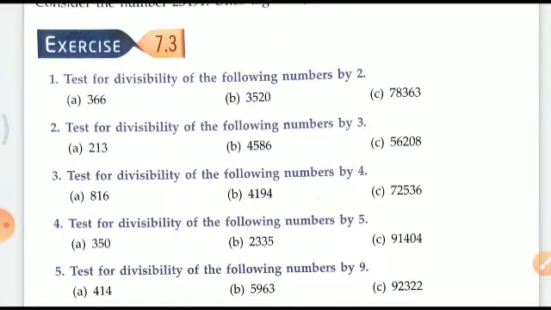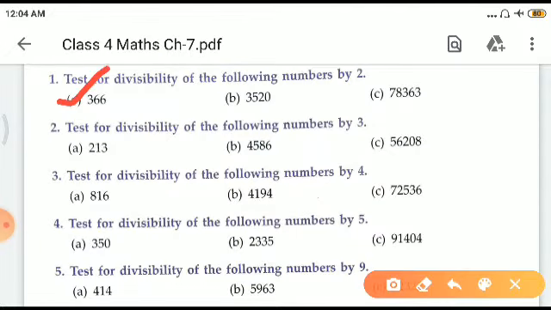Let us see. Test for divisibility of the following numbers by 2. We see in the first number 366, the last digit is 6, which is an even number, so it will be divisible, right? Similarly, for the next one, you will find 336 is divisible, 3520 is divisible, 0 is an even number, but 78363 is an odd number, so it's not divisible.